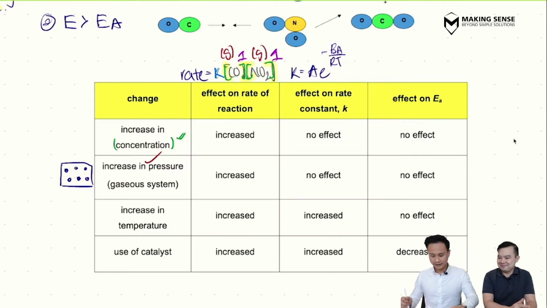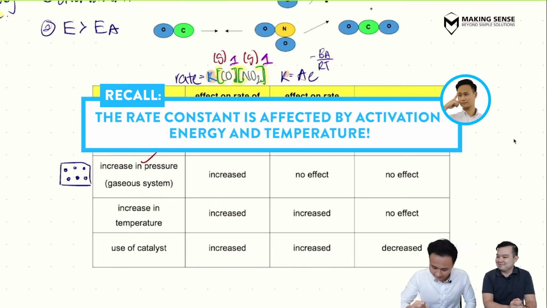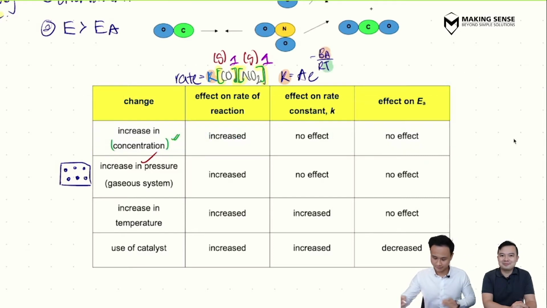Now, the last two are a little bit tricky, because there's one more factor that affects my rate, which is the rate constant, small k. I hope you have seen this in class before. We know that k is affected by activation energy, and it's also affected by temperature. When I increase my temperature, you cause your denominator to be bigger, but because it is raised to a negative power, that corresponds to k increasing as well.